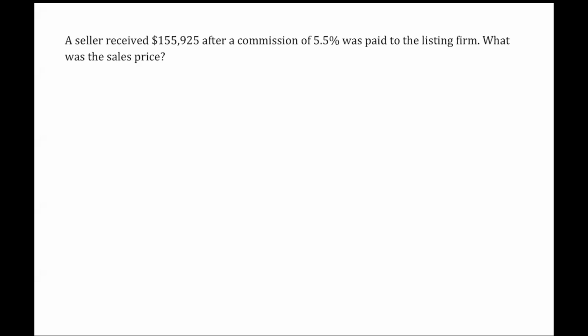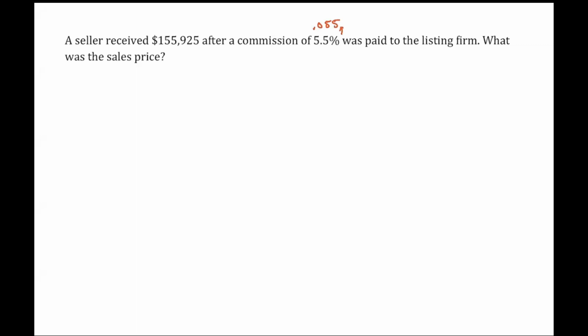Okay. Seller received 155,925 after a commission of 5.5%. So what I would do is first convert the percentage by moving it two spaces. So I would make it 0.055 and multiply that by the 155,925. So we're not going to actually do that, and let me explain why.